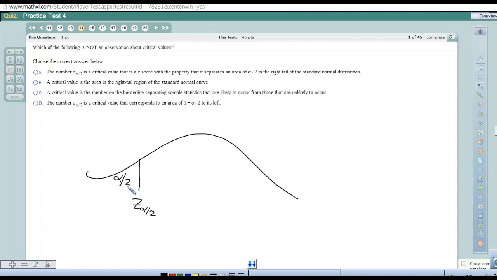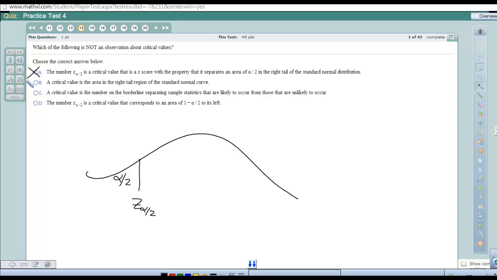No, D is right. It's the number. Okay, it says which one is not. I'm sorry. Let's see. Is a critical value that is a z-score with the property that... yeah, A would be wrong. You're right.